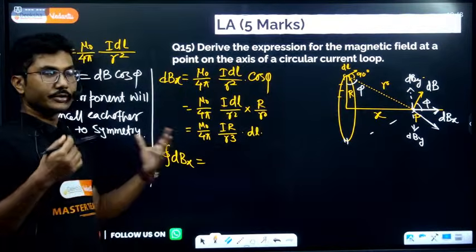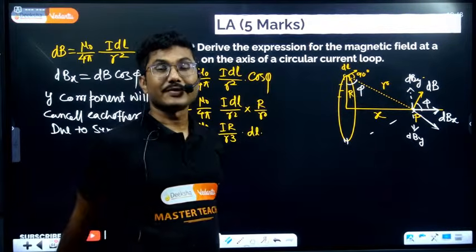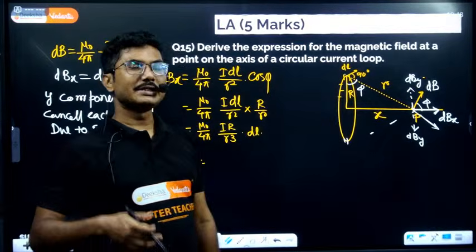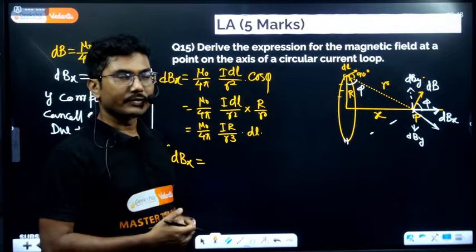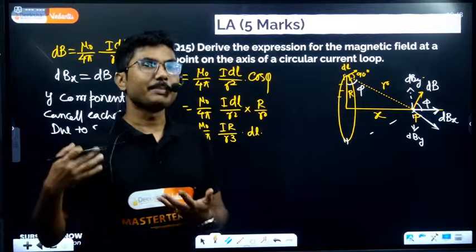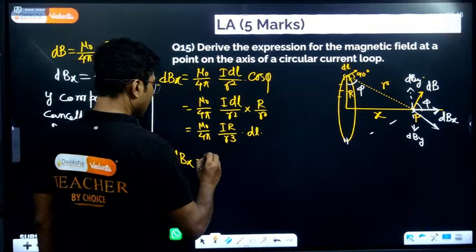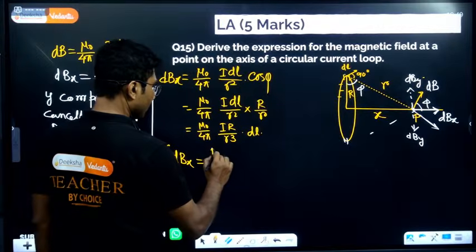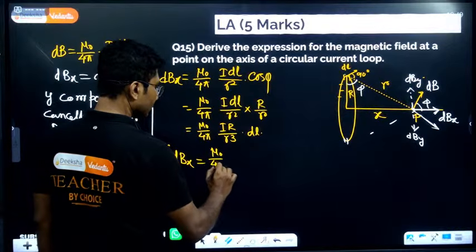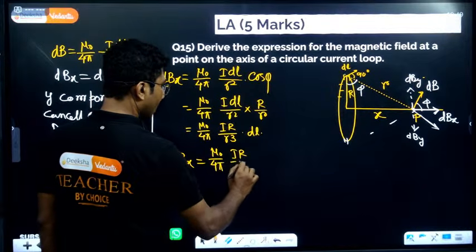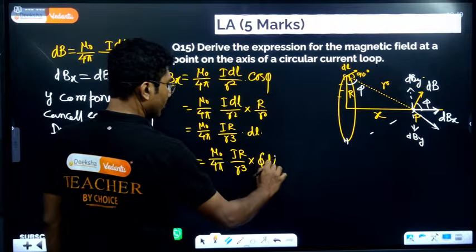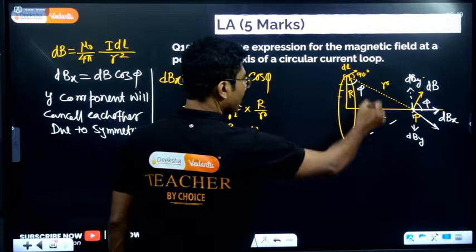In Gauss's law, we know that for surface integration, it is the surface area. Here we are taking length, so that means it will be the total length of the circle. Length of the circle means perimeter of the circle, which is given by, so mu naught by 4 pi I r upon r cube into closed integration dl. Closed integration dl means starting point and ending point are the same.